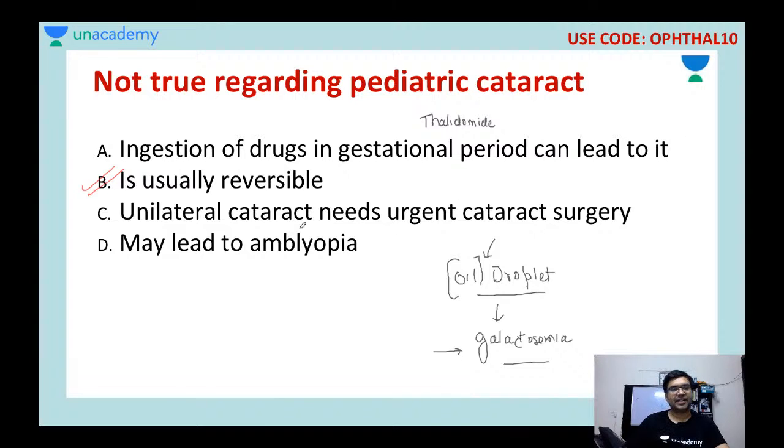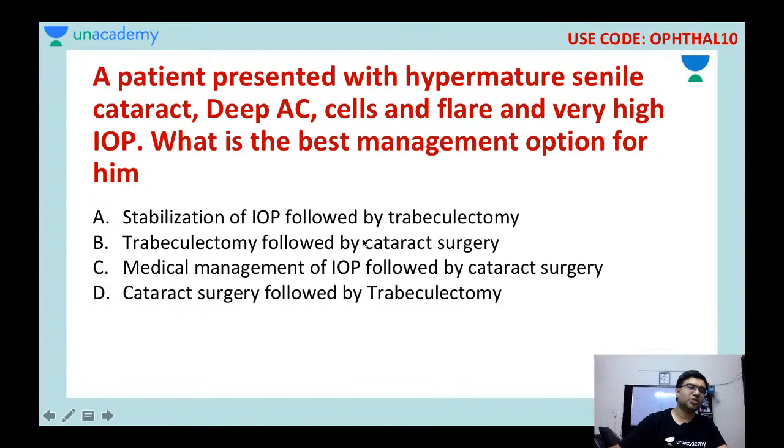Now, what is happening in a unilateral cataract? In a unilateral cataract, there is a stimulus deprivation amblyopia. So, to prevent this stimulus deprivation amblyopia, a unilateral cataract basically needs urgent cataract surgery. So, option C and option D both are true here. Is it clear, Raj, Lakshmi, everyone? Okay, chalo, let's move to our next question.